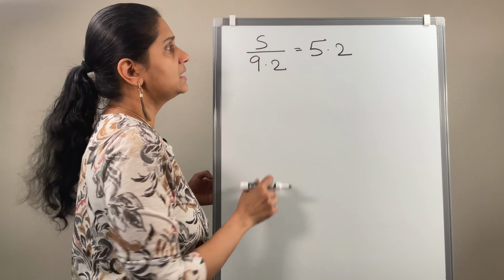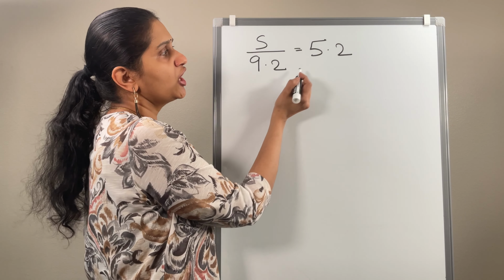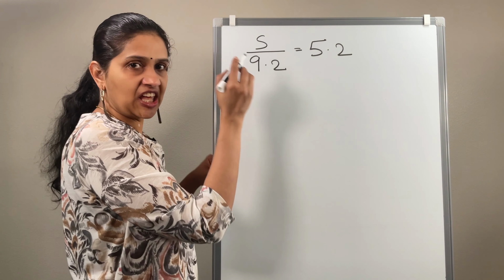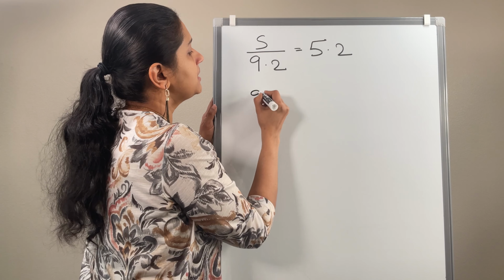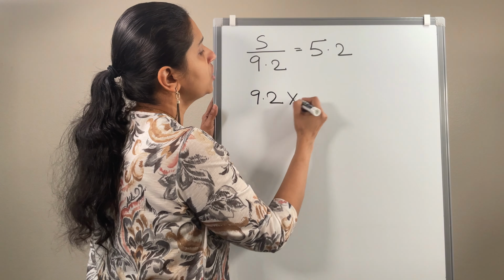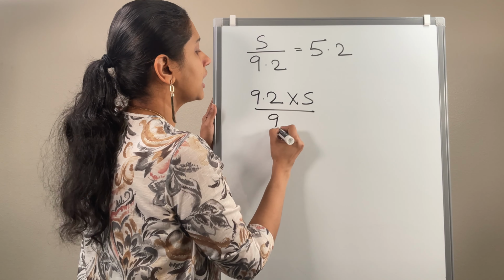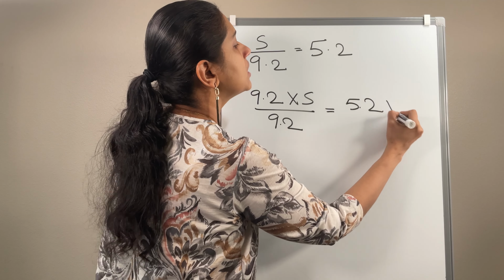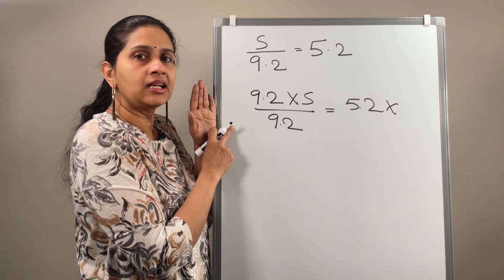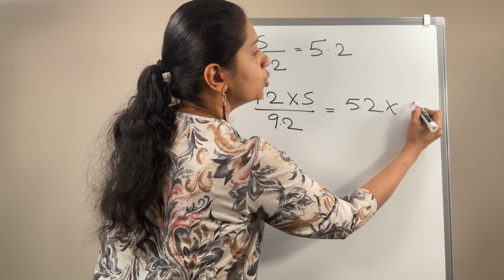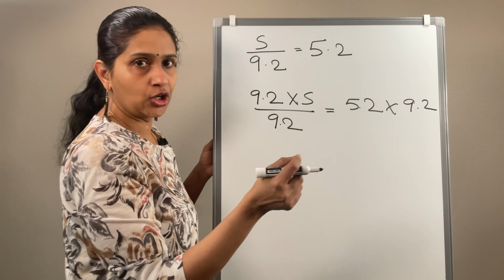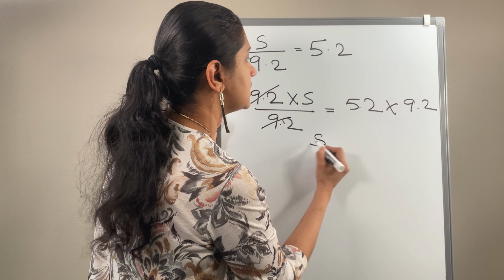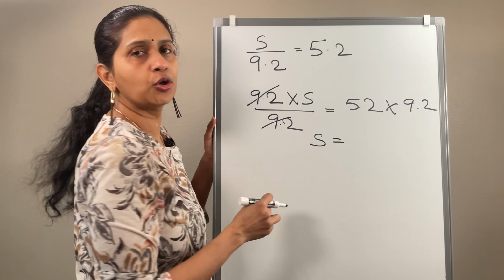Consider the example s by 9.2 equal to 5.2. To solve this, you have to isolate the variable s. So I am multiplying 9.2 times s by 9.2. That is going to be equal to 5.2 times, I multiplied the left side by 9.2, so I have to do the same on the right side also. So this will get cancelled out, the variable s will get isolated. That is equal to, now you have to multiply this.